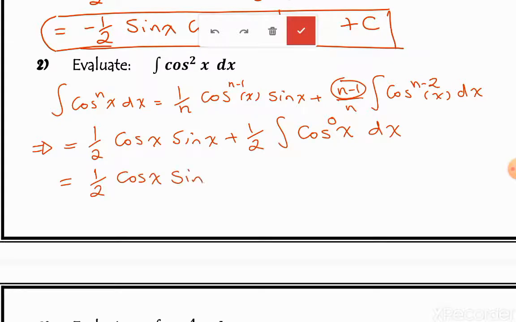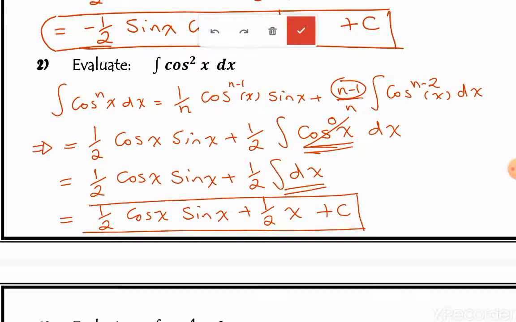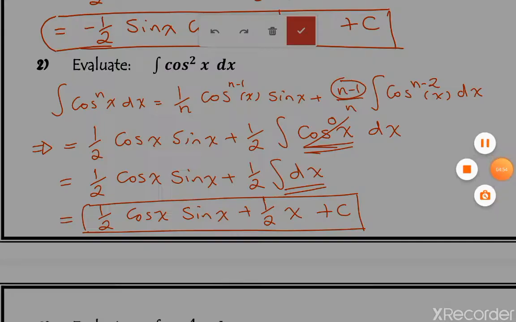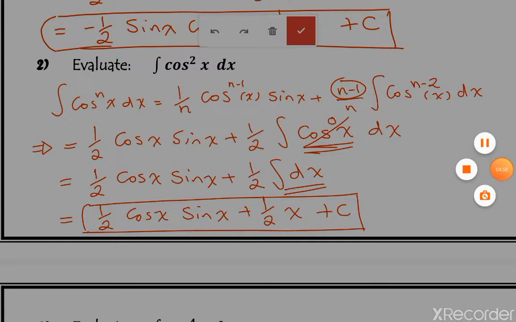cosine x sine x plus 1/2, the cosine to the power of 0 is 1, as you know, the integral of dx. So the final answer is 1/2 cosine x sine x plus the integral of dx, which means the integral of 1, which is x, plus the constant of integration. This is our second example. So simply write the rule and substitute in the rule.